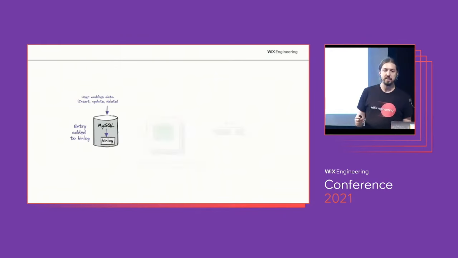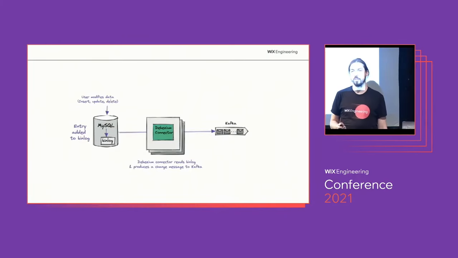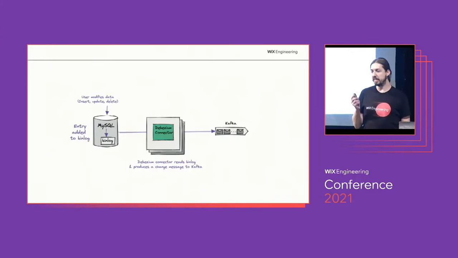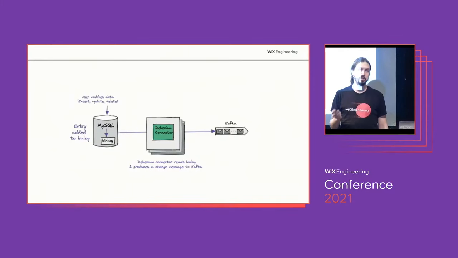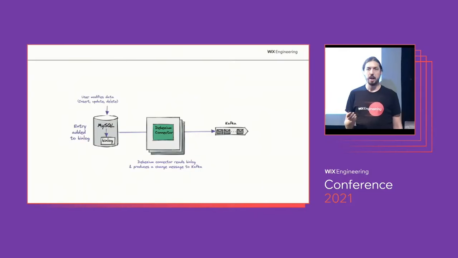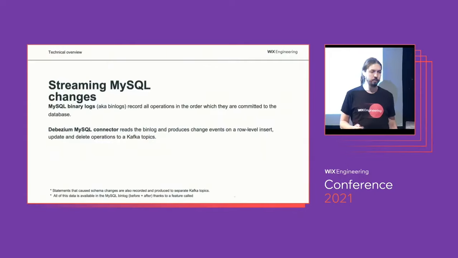Next, we have something called a connector. A connector is something that reads the bin log, and for each change that happened in the log file, it produces a message to Kafka. And the connector, in our case, is based on an open source product called Debezium. And everything that happens will be produced. That's what's described here as well. So the binary log is the log of all of the operations that happened in the same order in which they are committed, and it includes all the change operations.